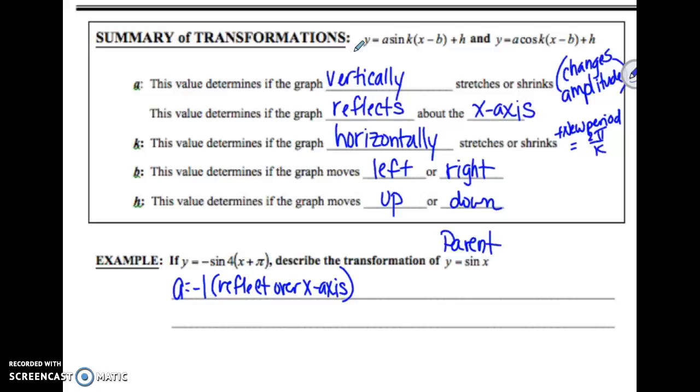Our k is 4. So that's going to change our period. So our period will become 2 pi divided by 4, which then reduces to pi over 2. So instead of our period being 2 pi, now our whole graph is taking place from 0 to pi over 2. So it's happening a lot faster. Our b value is -pi. So we're going to be shifting pi units left.